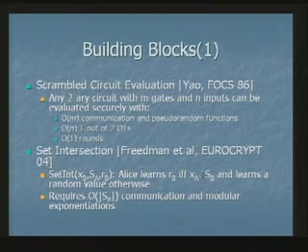Yes? And does that use a third party? No. It's a two-party protocol. It can be secure in a malicious model and all these things.